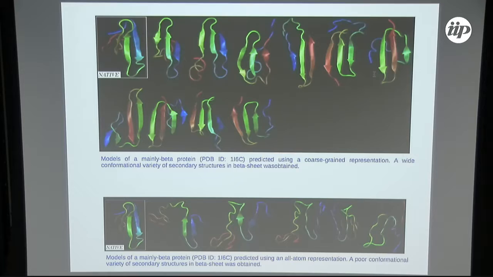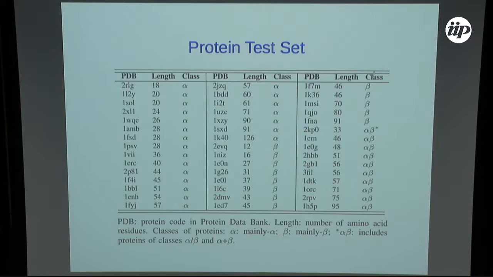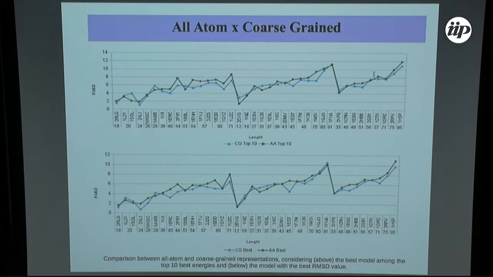We started to analyze a bigger test set with many proteins of different lengths and pertaining to different classes: mainly alpha, mainly beta, and alpha beta classes. And here we have the all-atom versus the coarse grain models, and the best model obtained by these two approaches. The coarse grain is a little better than the all-atom, but the coarse grain is many times faster, and the beta sheet structures are better formed. But from the RMSD of the backbone atoms, you see that the difference of the two methods is not very big.